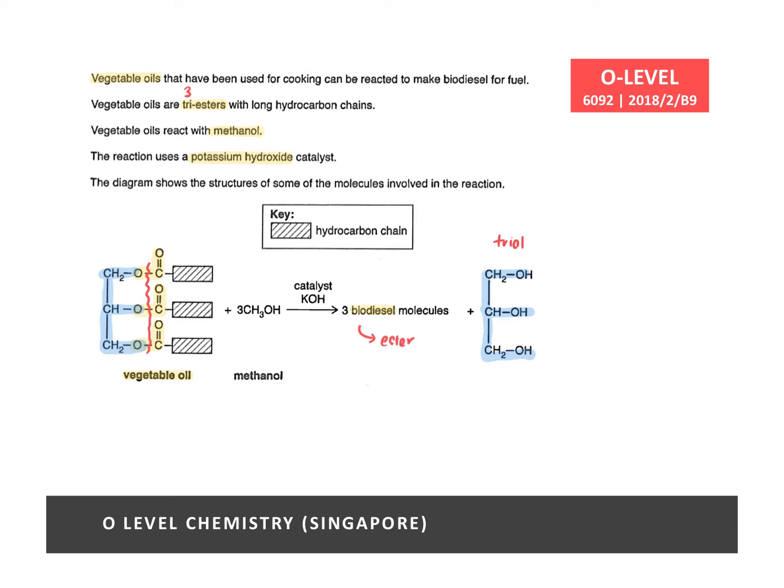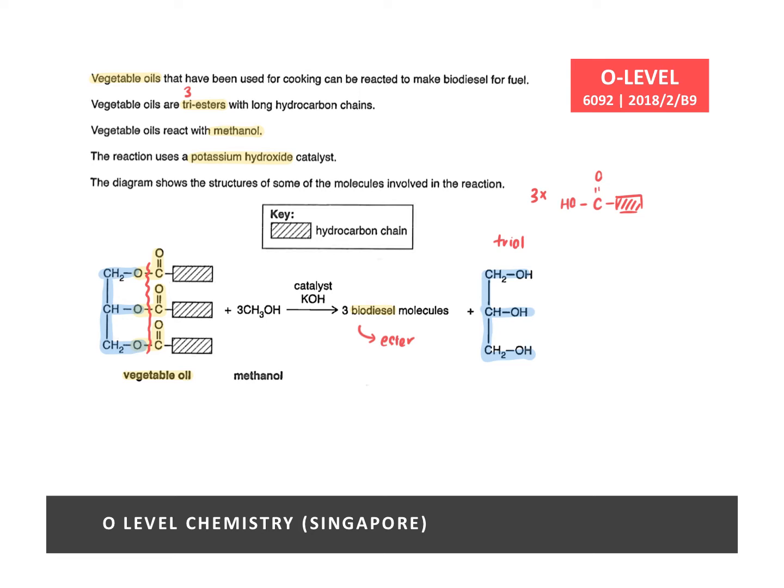That would also give us 3 carboxylic acid molecules that look like this. So there will be 3 of them. Now, is this already your biodiesel? The answer is no, because like I mentioned, biodiesel is also an ester. So this acid must go on to react with something to become an ester.